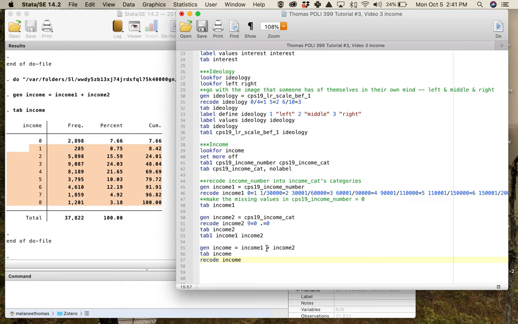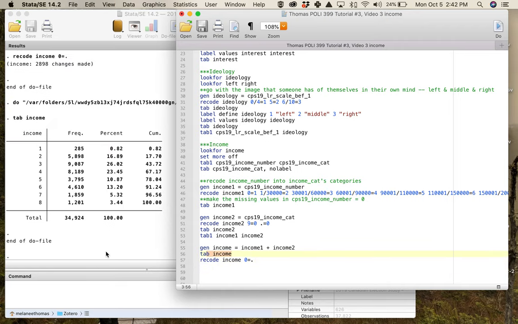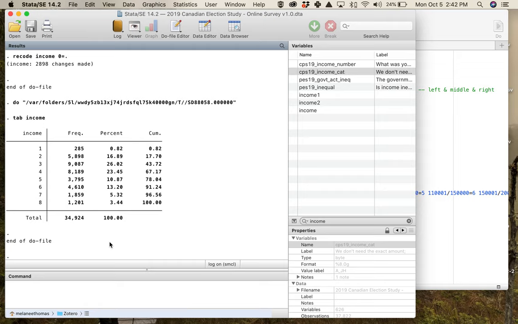So the first thing I have to do is 0 equals missing. That's the very first thing I do. And that means that those people are genuinely missing. And so then I'm just going to run that frequency again. And I've got this distribution here. Now, I've got a couple of options that I could use to try to figure out what I'm going to do with this.